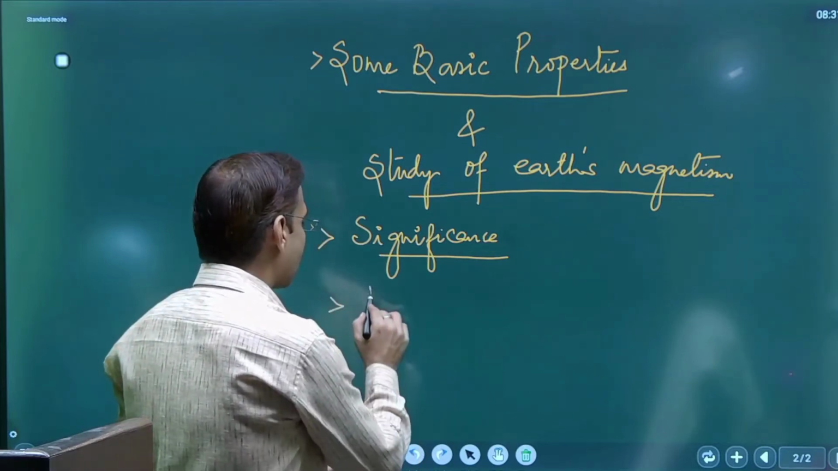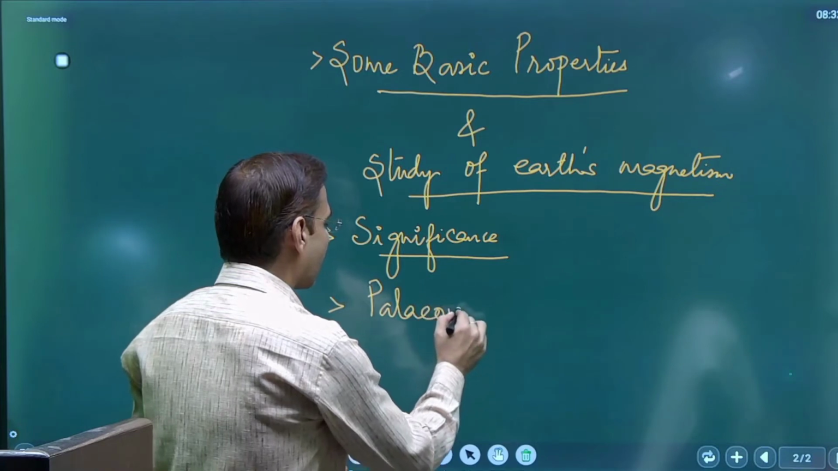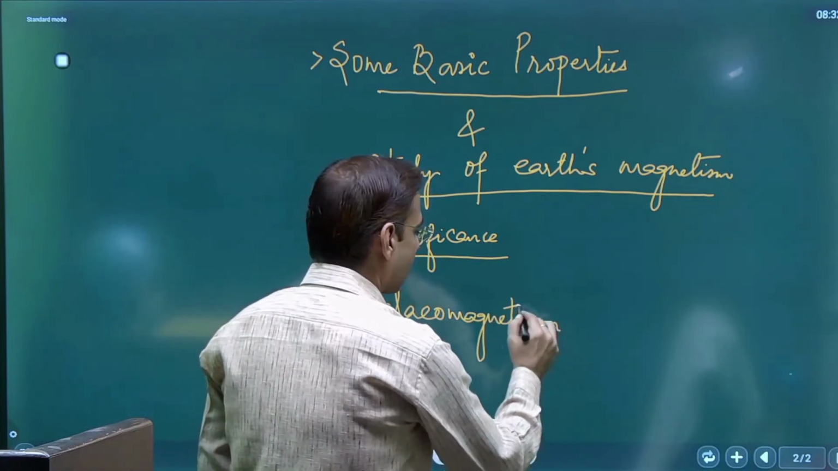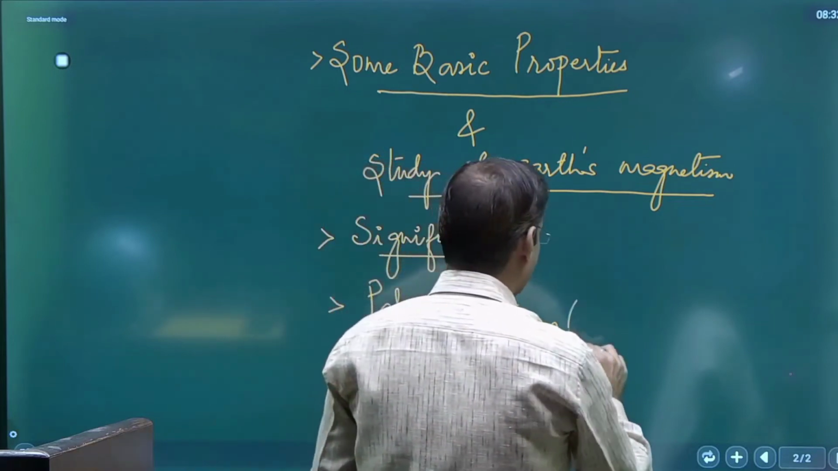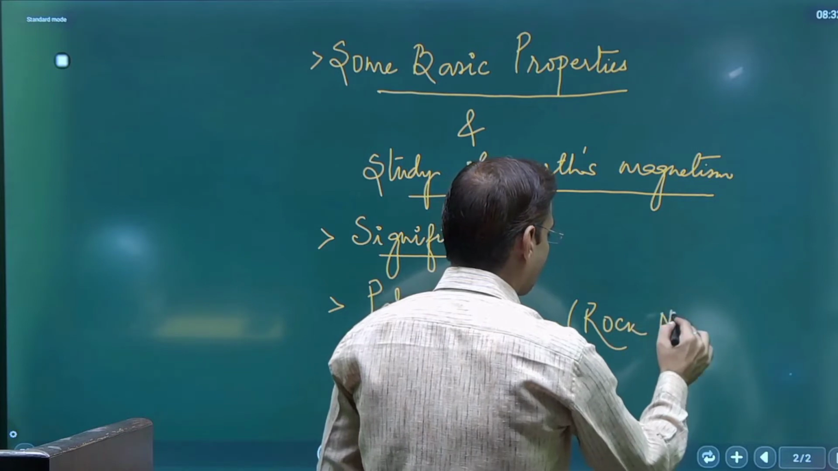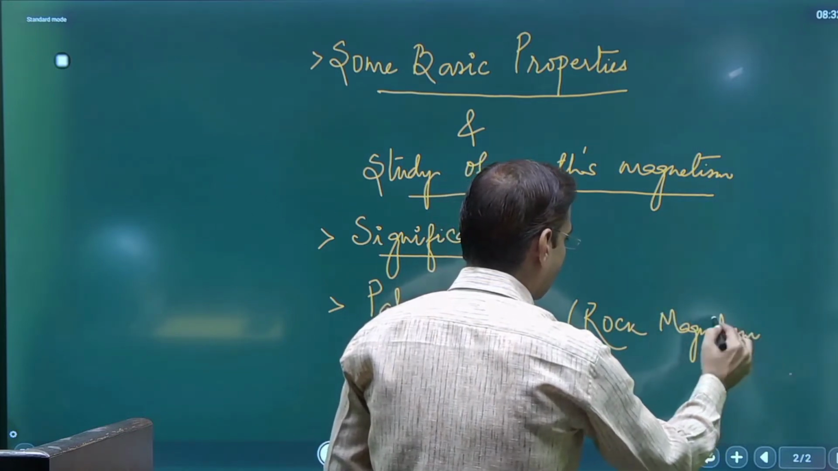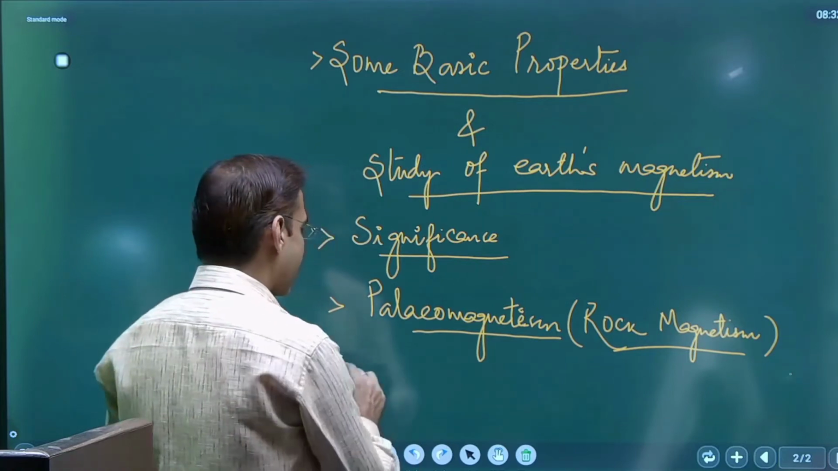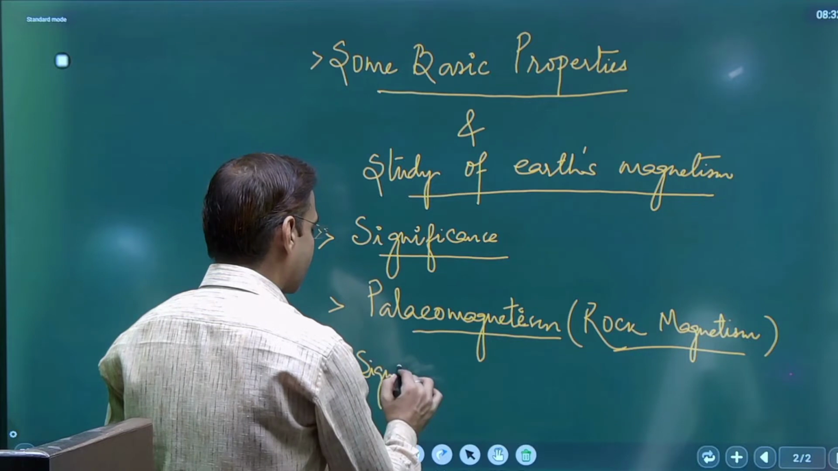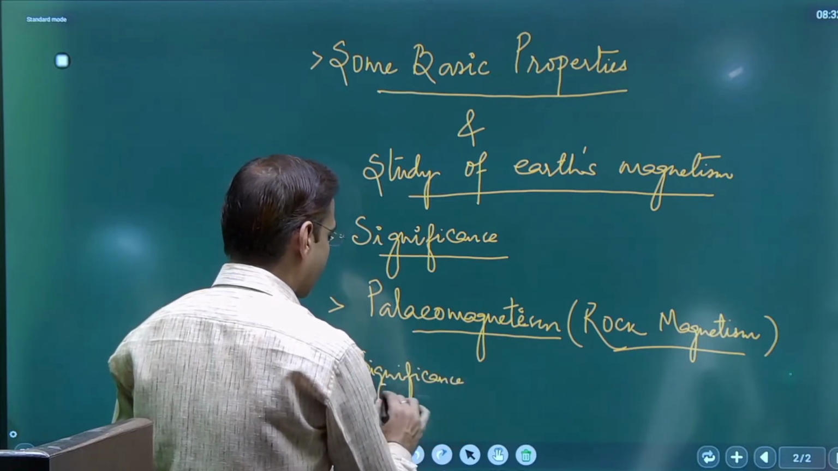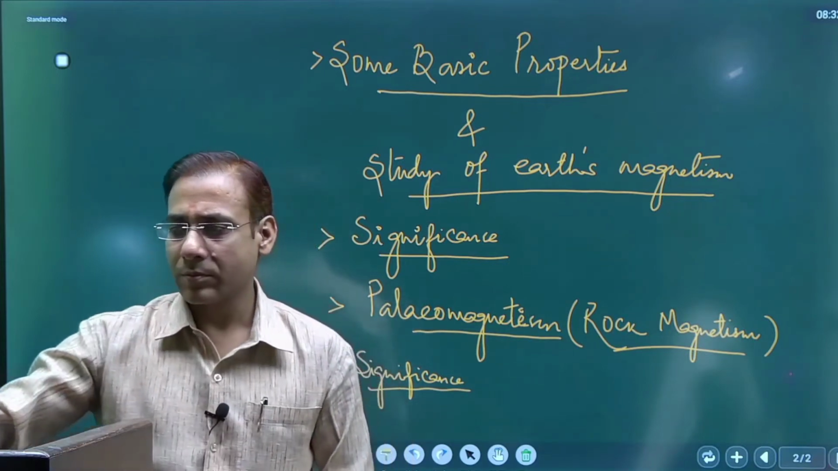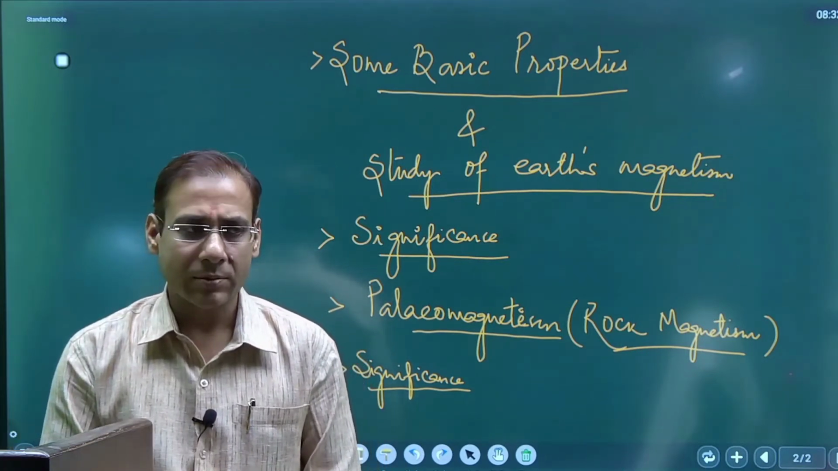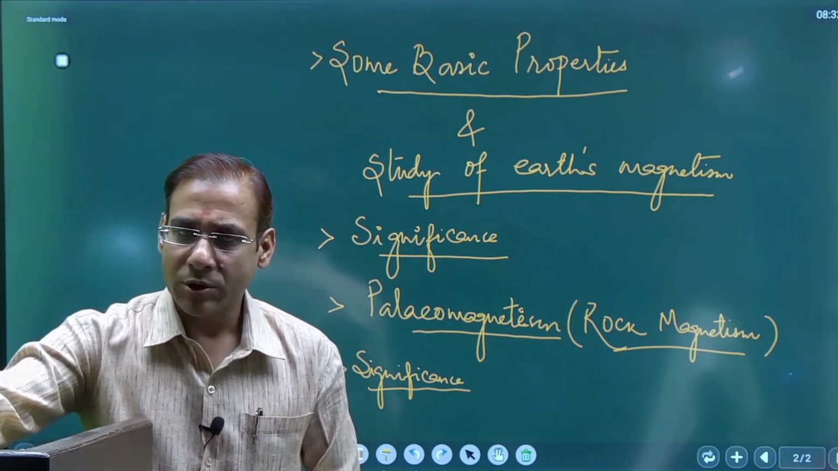So I will also discuss the concept of paleomagnetism or rock magnetism, and the significance of it. So once you cover this topic holistically, there is a pretty good chance that you get almost all the questions in UPSC mains. Okay.